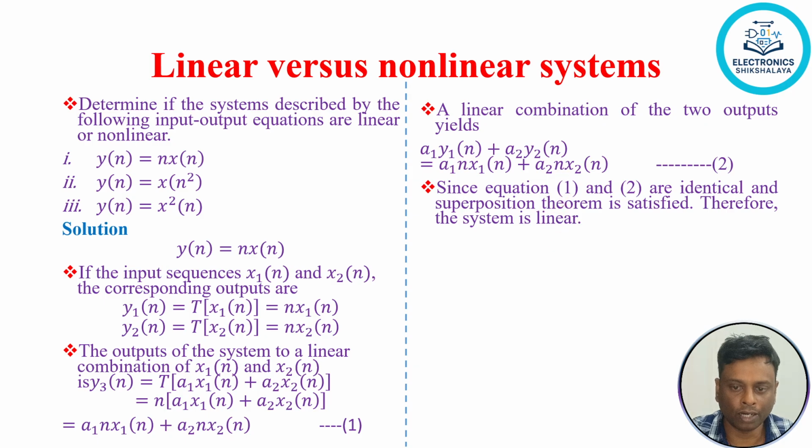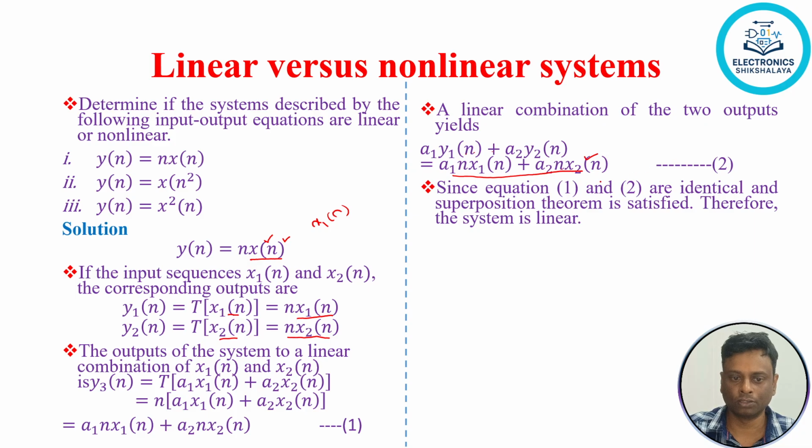Okay. So here what we are doing is that we are given n into x of n. First we are applying x1 of n, so in place of x we are applying x1 of n. That will be n into x1 of n. Similarly, in place of x of n it is x2 of n, and it is n into x2 of n. Then for this system, the linear combination a1 y1 of n plus a2 y2 of n will be a1 n into x1 of n, then a2 n into x2 of n.